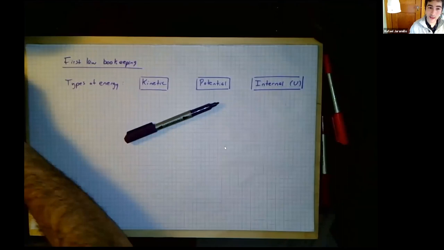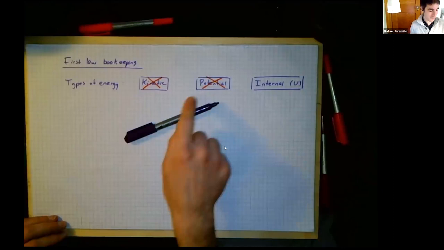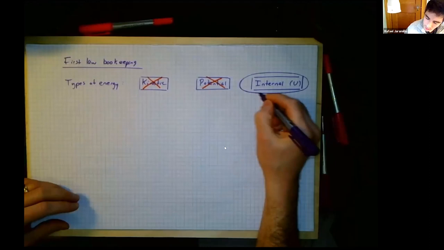This is the last time we'll talk about kinetic energy and the last time we'll talk about potential energy. We might get to like 20 minutes of electrochemistry later in the term, and then potential might sneak back in. But basically, this is where we are for 3020.